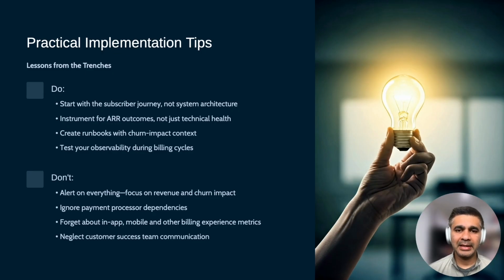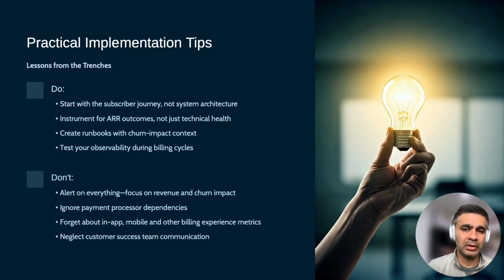Now, let's get practical with lessons from the trenches. What you should do: start with the subscriber's journey, not system architecture. Instrument for ARR outcomes, not just technical health. Create runbooks with churn impact context so your team knows about the business impact immediately. And test your observability during billing cycles when you need it the most.